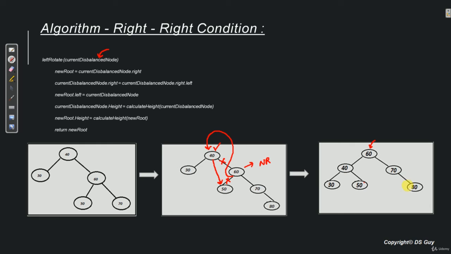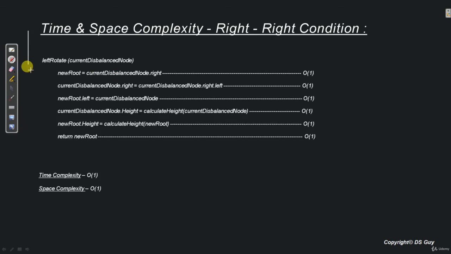Fine. Now let's quickly see what is the time and space complexity of this algorithm. Now again, all that we are doing in this algorithm is changing some reference variables here and there. So time complexity for that is order 1. Space complexity again is order of 1 because we are not using any extra space for this operation. So with that we have understood the right right condition as well.